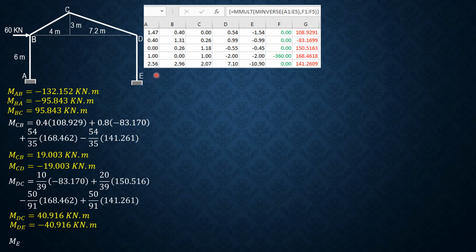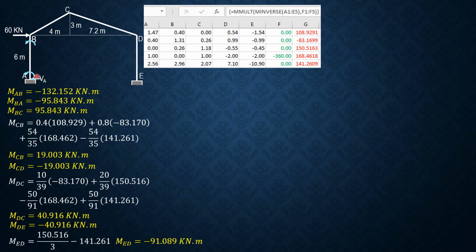Solving for MED, which is equal to P sub 4 minus theta D over 3. So MED is negative 91.089 kilonewton meter. We then solve for the shear. So these are the actual directions because MAB is negative.